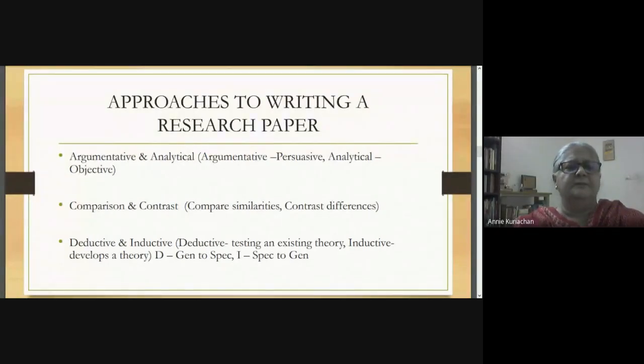The next approach is comparison and contrast. As all of us know, comparing is comparing similarities, and contrasting is contrasting the differences that are present. Then the third approach is deductive and inductive. Deductive, as we all know, is testing an existing theory. Inductive is developing a theory. So I would simplify it a little further and say deductive is when from the general, we move on to the specific. And the inductive is when we move from the specific in order to arrive at a general idea or a generalization. Next slide, please.